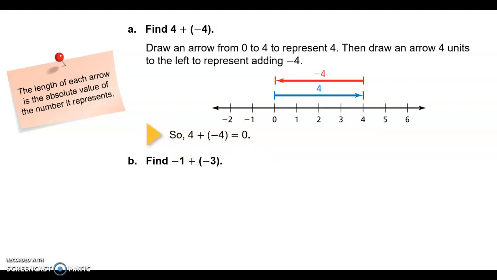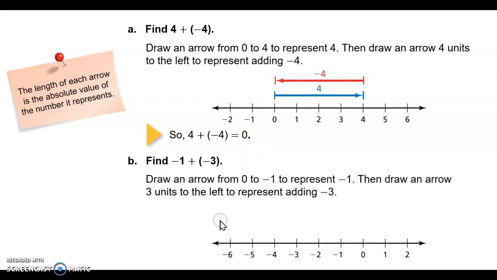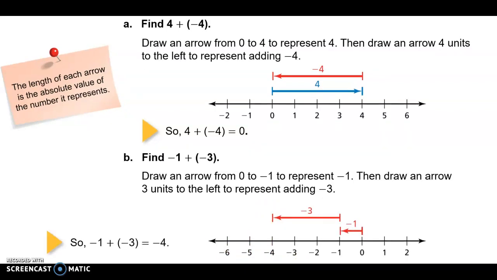Those are opposites. So example B, start at negative 1. And then we need to add 3 more negatives. And we end up at negative 4. So again, negative 1 plus negative 3 would give you a negative 4. If you use the rules from yesterday, if they have the same sign, you add and keep the sign.